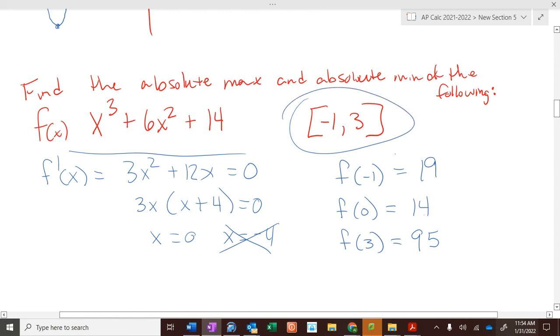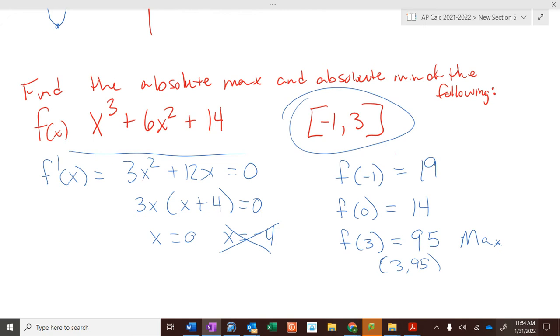Within this, you have to have a minimum and you have to have a maximum. Within a range, there's going to be a min, there's going to be a max. Now, they might be the same thing if it's a horizontal line, but we're not going to do that on the test. The absolute max is the point (3, 95). That's the ordered pair. What is the maximum value? 95. Where does the maximum occur? At x equals 3. Could be any question similar to that. What is the minimum value? 14. So the minimum occurs at the point (0, 14). The minimum value is 14. It occurs at x equals 0. So, absolute maxes and mins. You can do that in your calculator. You could graph it and then just find where it is.